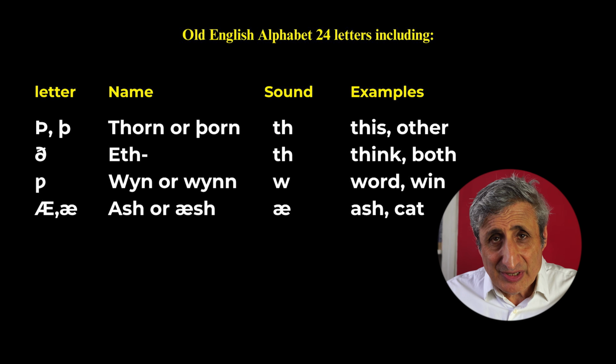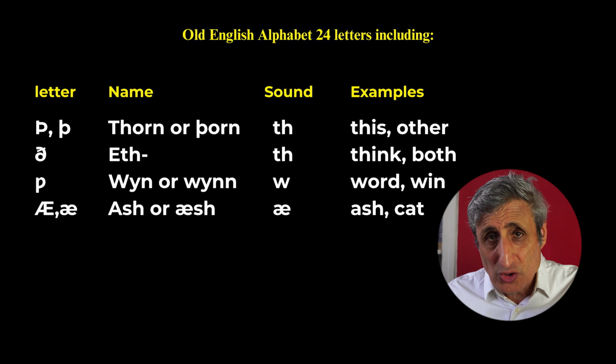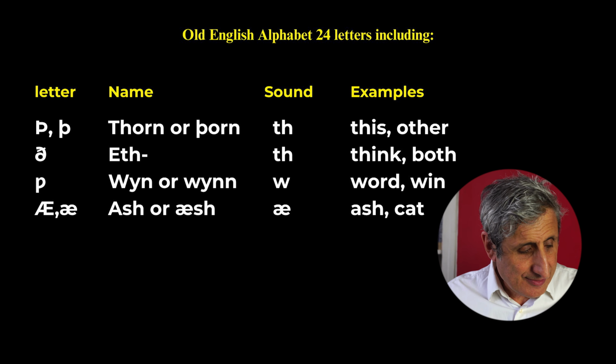The Anglo-Saxons adopted the Latin alphabet in the 7th century, but they had 4 unique letters of their own that we don't use anymore. And they were thorn, a th in words like this and that, eth, another th sound, and thorn and eth were sometimes interchangeable, though not completely. Win for the W sound, ash for the ash sound in words like ash and cat.